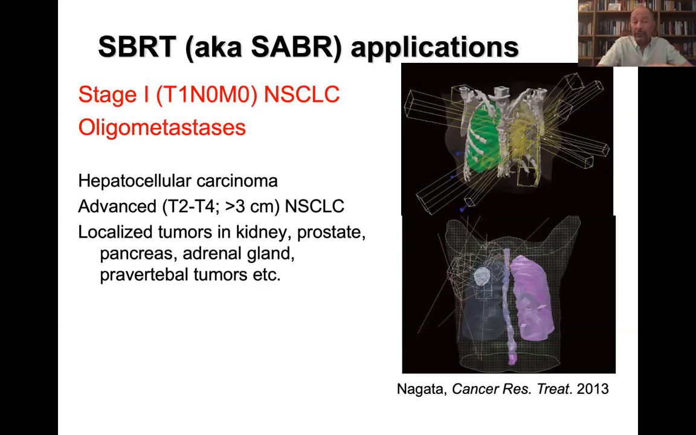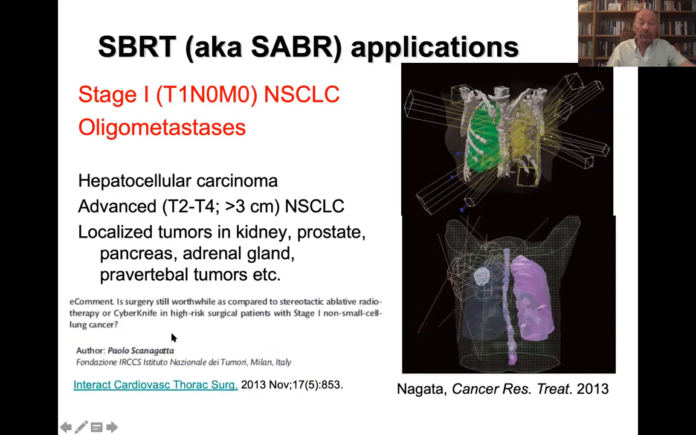These are examples of treatment plans. But this has been done now in many other cases, from hepatocellular carcinoma to advanced non-small cell lung cancer, which is more than 3 centimeters, and also localized tumors in kidney, prostate, pancreas, adrenal gland, prevertebral tumors, which is also a critical tumor, and so on.